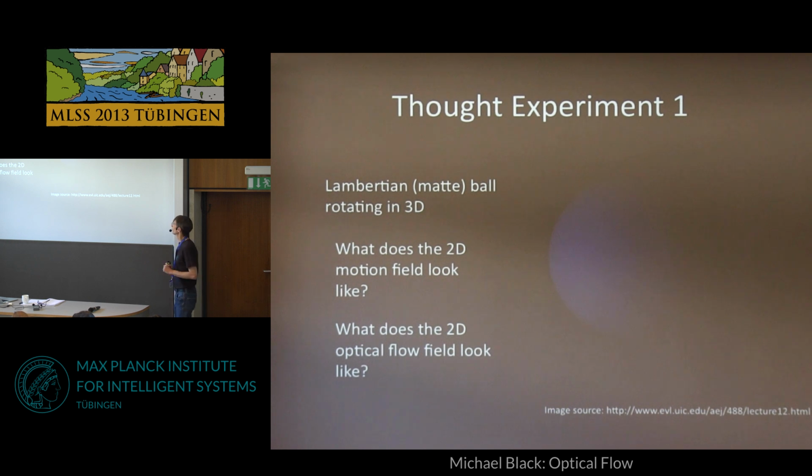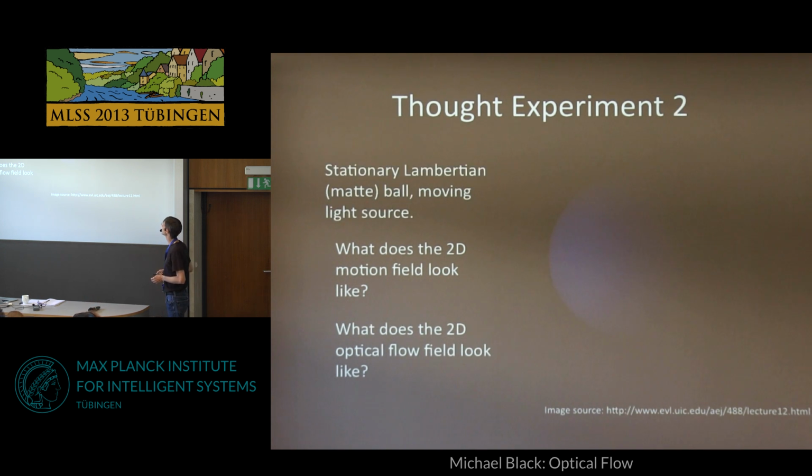So here's a first thought experiment. Imagine a matte ball. So this is a Lambertian ball. It reflects light in all directions, so it's really diffuse, okay? And imagine it's rotating about the vertical axis in 3D. So it's spinning around. What does the motion field look like? So someone's pointing, so it's kind of like a horizontal motion, right? So what does the optical flow look like? It's constant, 0, no optical flow. You don't see anything in this case.